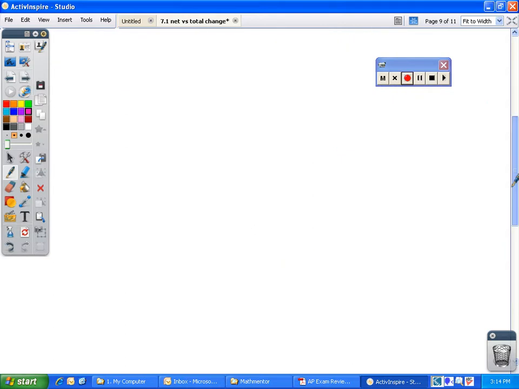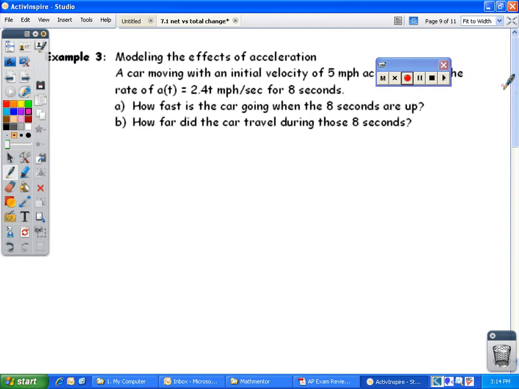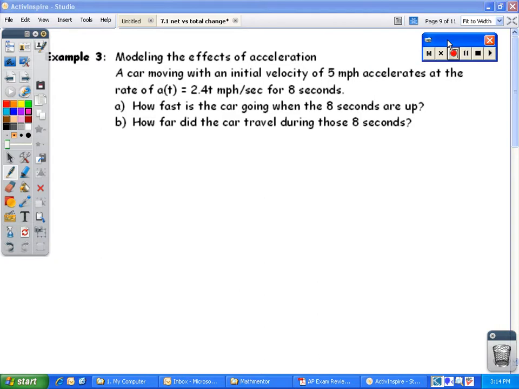All right, looking at the top here. We talked about yesterday how if you integrate a rate, you get an amount. So basically, we're modeling the effects of acceleration. A car is moving with an initial velocity of 5 miles per hour, and the rate of acceleration is equal to 2.4t miles per hour per second for 8 seconds. And we want to know how fast the car is going when the 8 seconds are up.